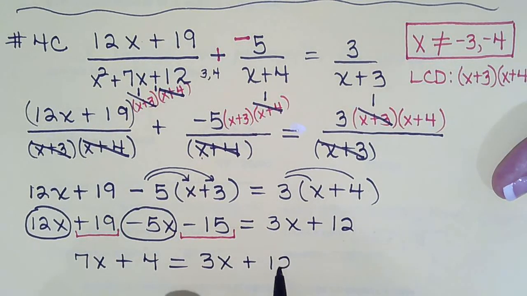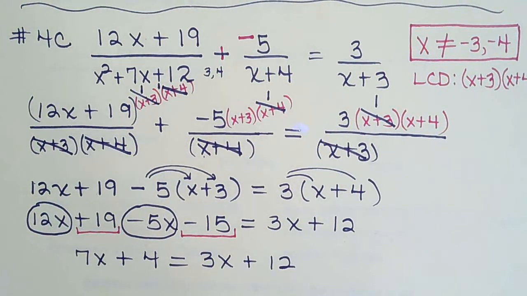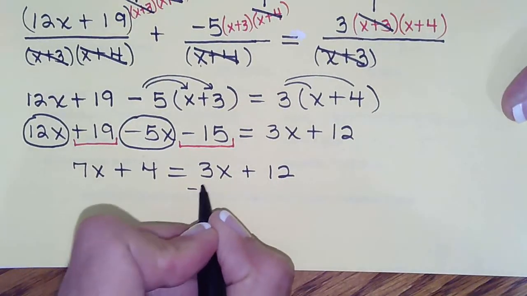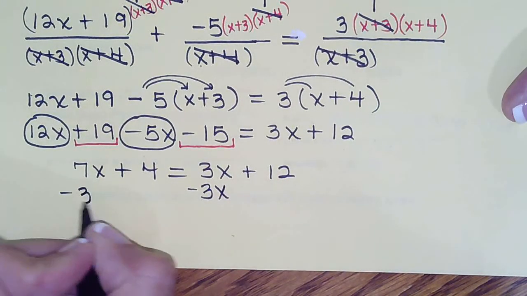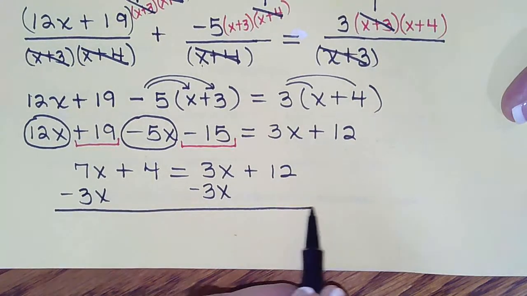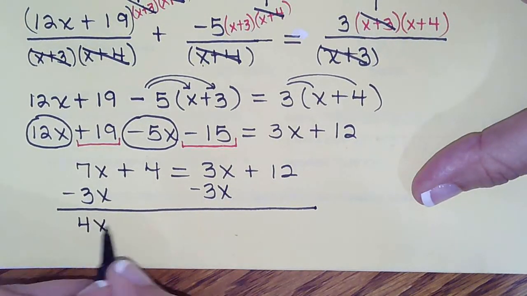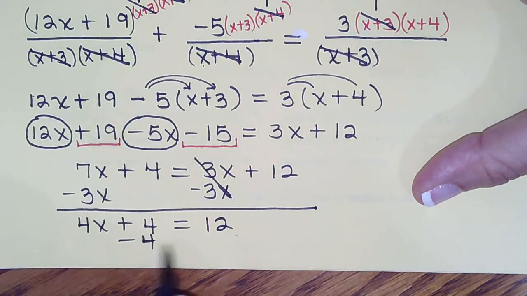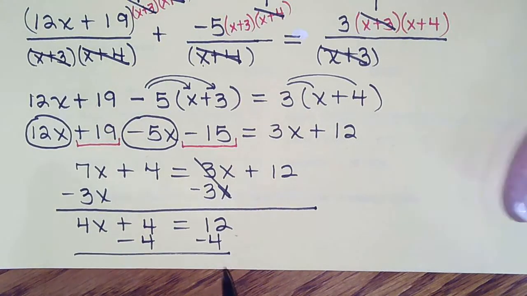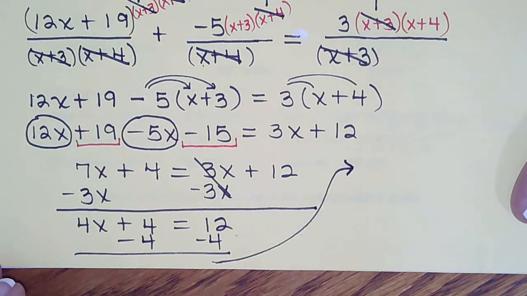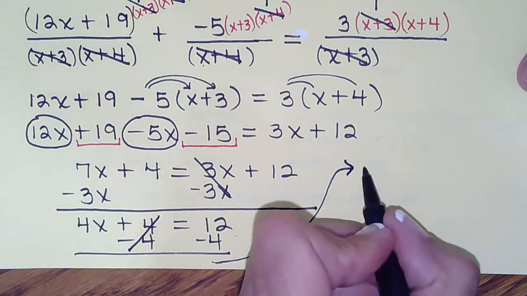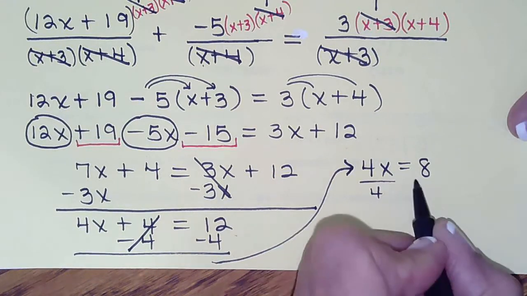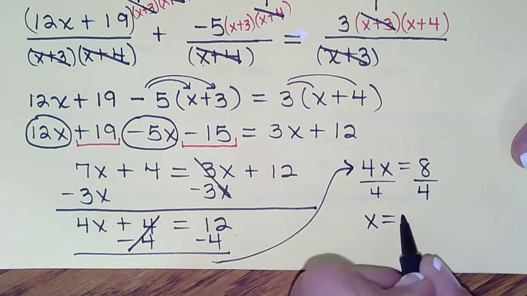So now we just have a little two-step equation to solve. Move all the x's to the left. Move everything without an x to the right. So minus 3x, minus 3x. So we get 4x plus 4 equals 12. Now we need to move our constants to the right. And we get 4x equals 12 minus 4, 8. Divide by 4, divide by 4, x equals 2.